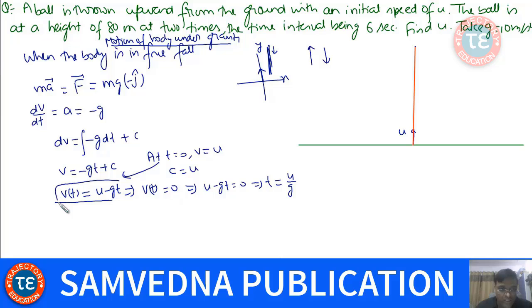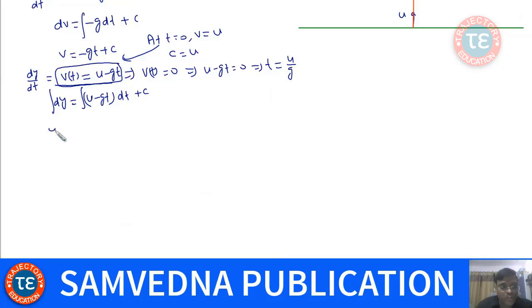We can find that maximum height, but for that we have to do one integration over here. See, v of t is dy by dt. So dy will be u minus gt dt, and then we can integrate it plus some constant. So integrated, this is y equals ut minus half gt square plus some constant. Let's call this c dash.